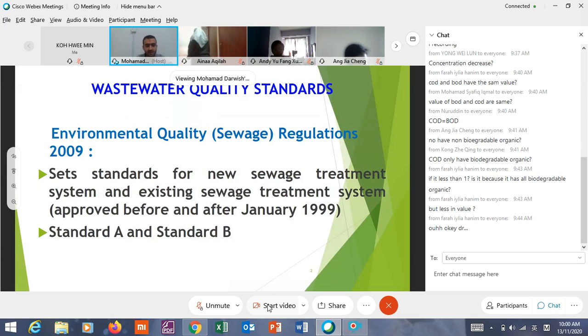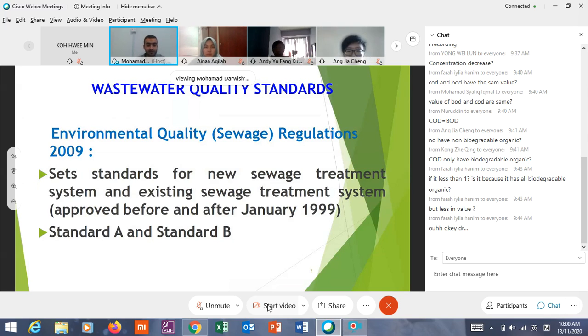Each country has its own standards for wastewater quality, like for any other product. If we are talking about drinking water, there is a certain standard for drinking water. It has to meet the purity, the color, the pH, and many other parameters, which have to be fulfilled by the producer or by the manufacturer.